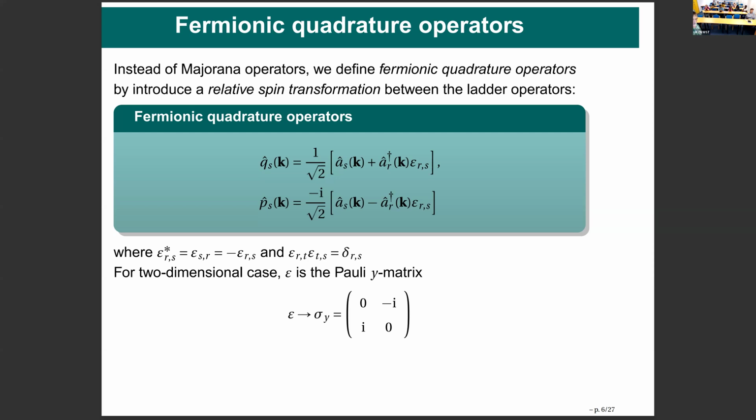So in other words, it's my fermion ladder operators, everything the same that you would have as in the boson case, except for the spin transformation. So the spin transformation is only applied to one of the two ladder operators, not to the other one. So you get this relative spin transformation between the operators. So if you say in the two-dimensional case, you get the sigma matrix, Pauli Y matrix.